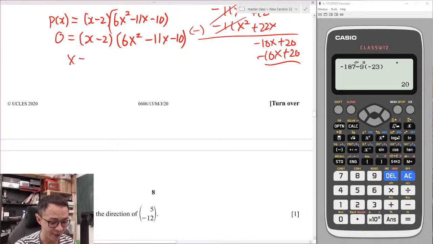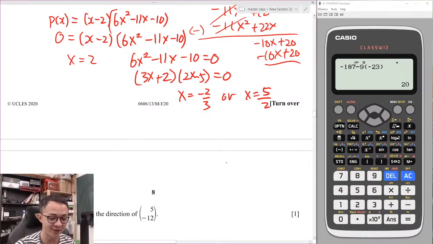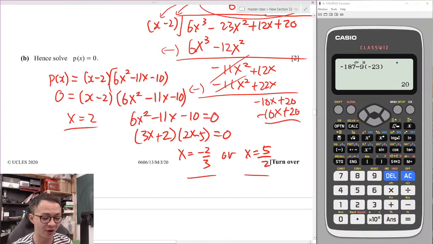This is x equals 2. The other one is 6x squared minus 11x minus 10 equals 0. Factorize it: (3x, 2x)(5, 2), minus plus. So x equals negative 2 over 3 or x equals 5 over 2. So you have three answers, 1, 2, 3. Okay, this is how we solve these questions.